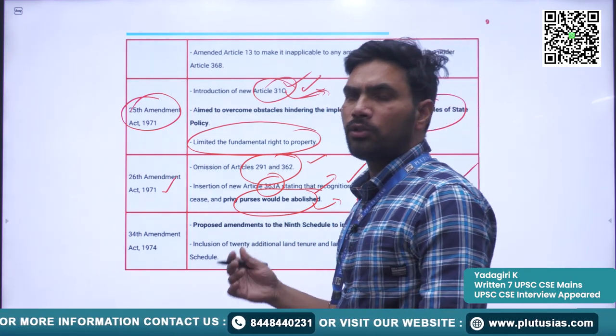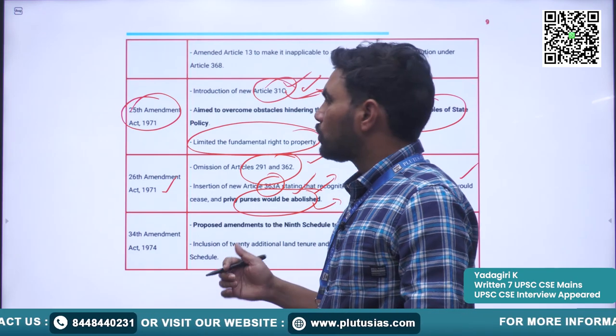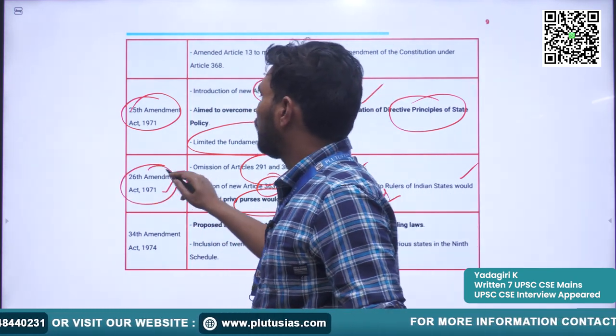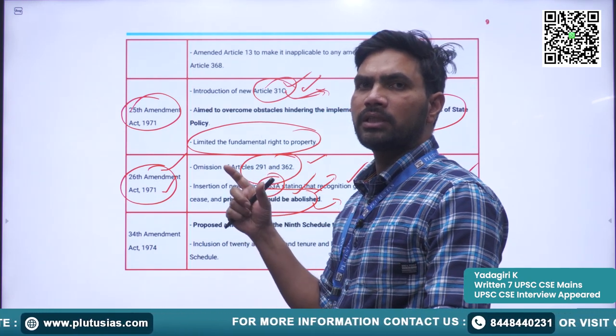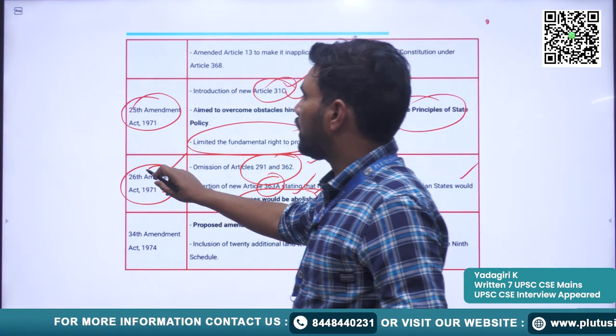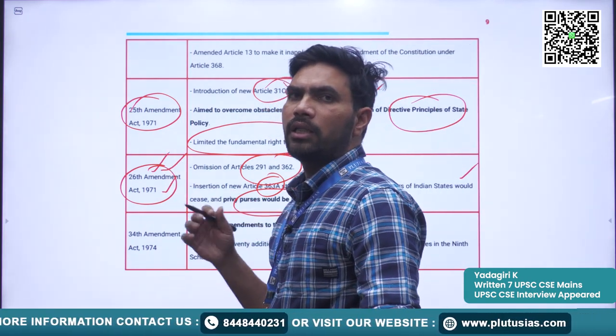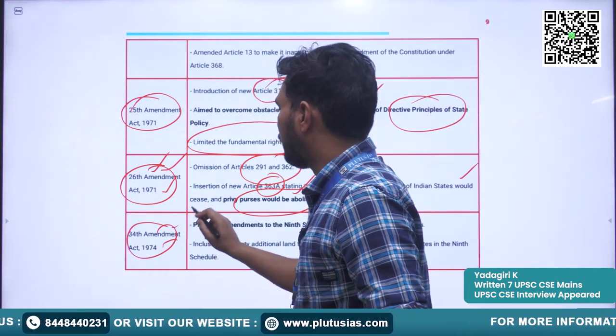They were paid by the government. So basically, those are called privy purses. So through the 26th Amendment Act, those particular privy purses to the early princes have been abolished, right? So through the 22nd Amendment Act, that change has been brought in. Right, next, 34th Constitutional Amendment Act.